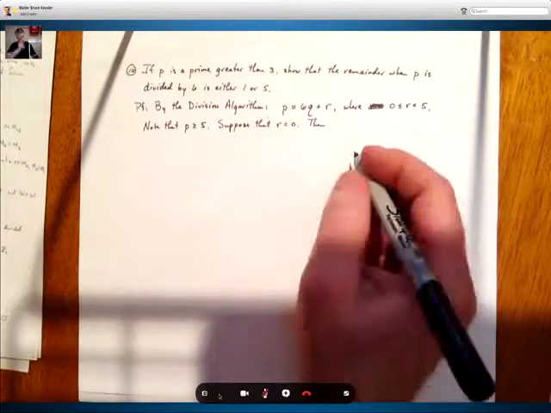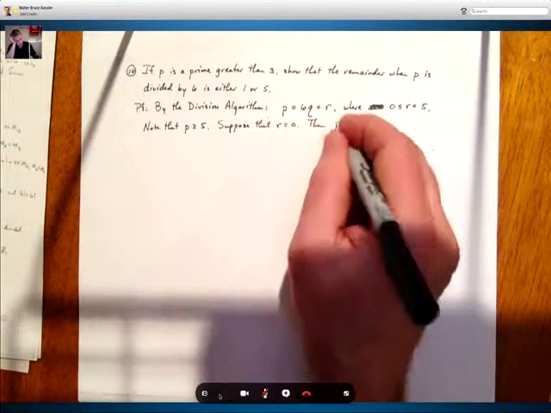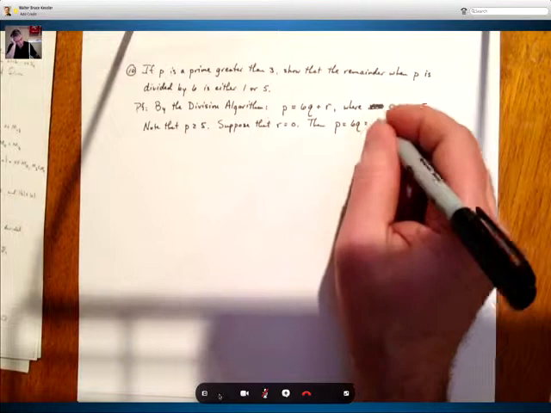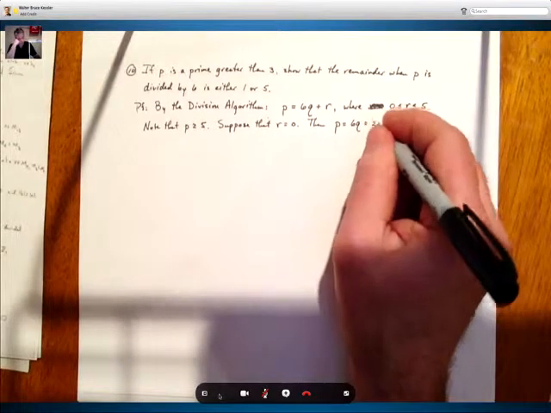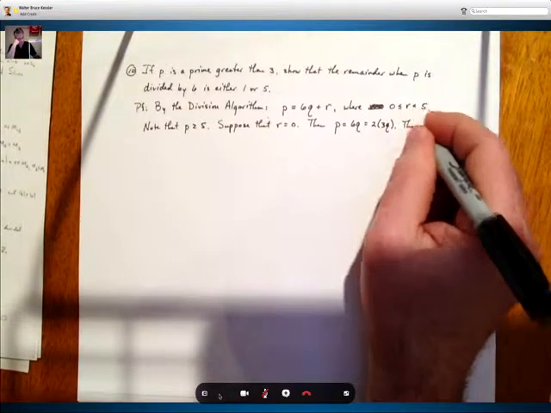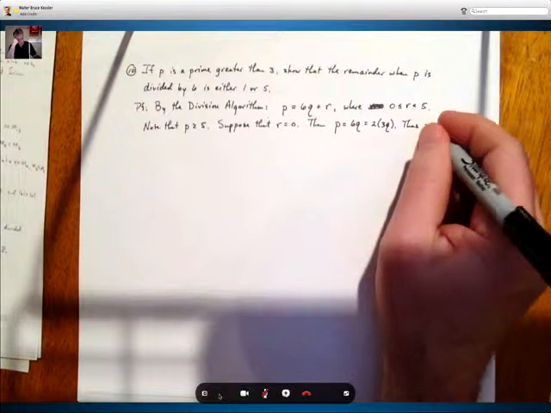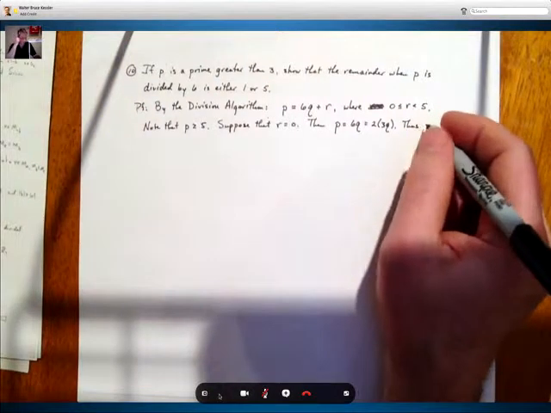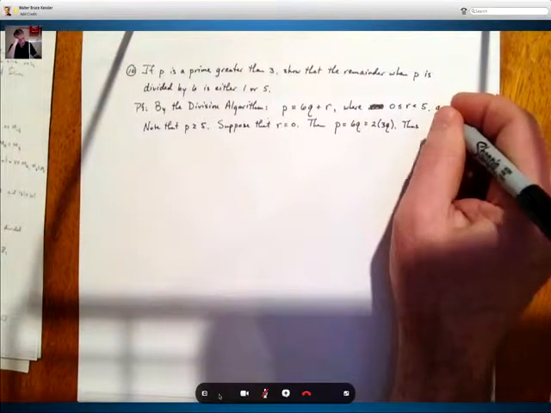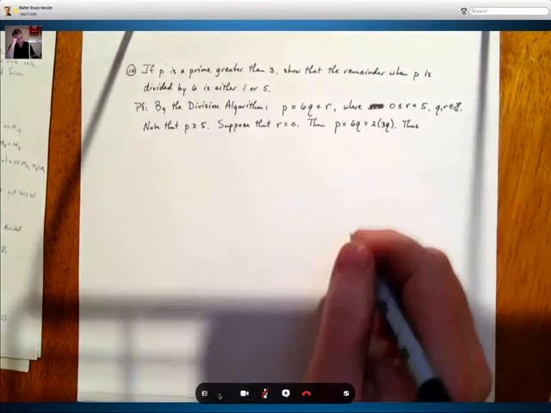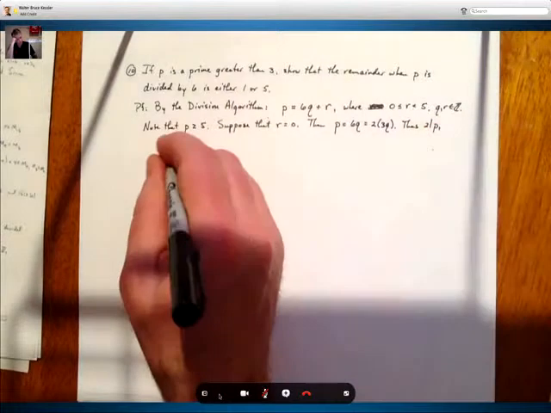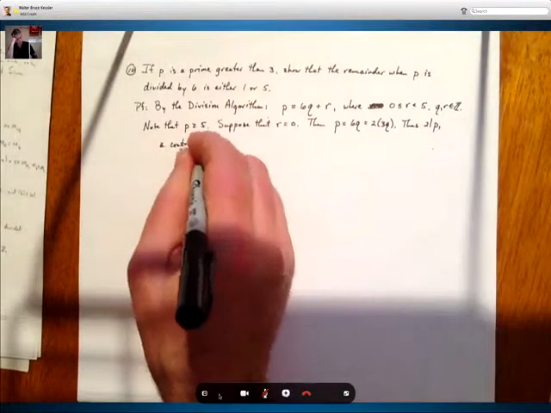Suppose that R is 0. Then we have P is equal to 6Q, which is 2 times 3Q. Thus, and it's because 3Q is, well, I guess I can just say this up here, Q and R are integers. This means, though, that 2 divides P, which is a contradiction.